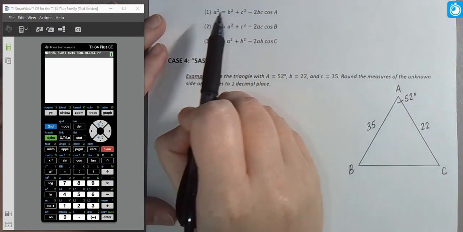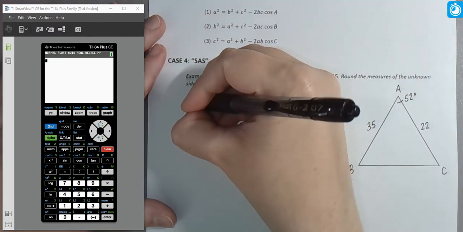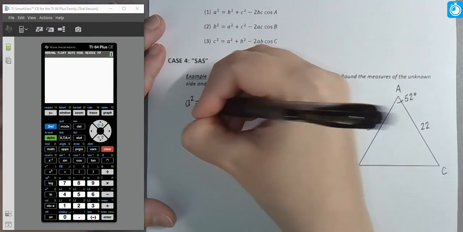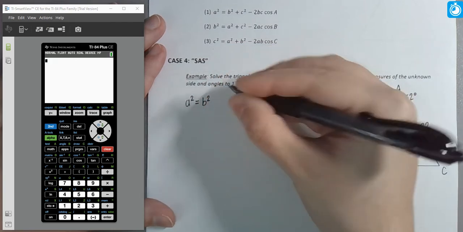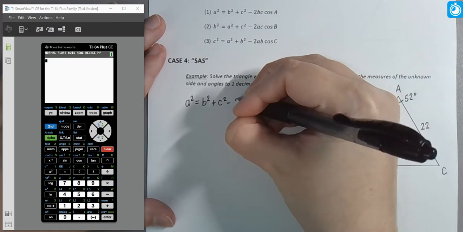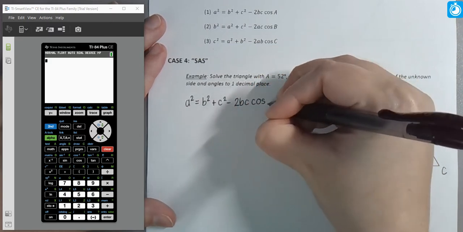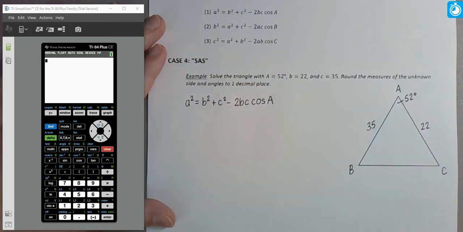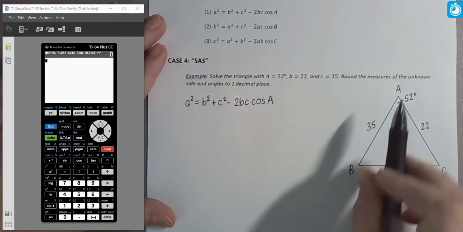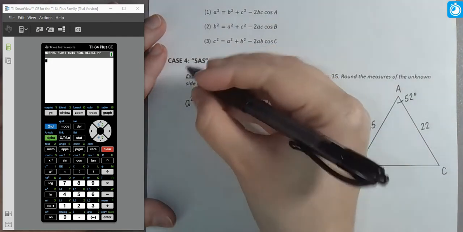So I like to start by just writing down the formula, particularly since law of cosines is a little bit more complicated. So we're going to use this form. a squared is equal to b squared plus c squared minus 2 times b times c times the cosine of angle A. So little a is our unknown. We know side B, we know side C, we know angle A. So we're going to plug those values in.